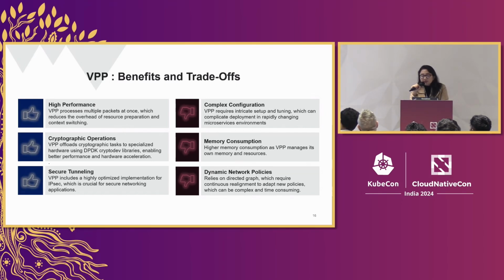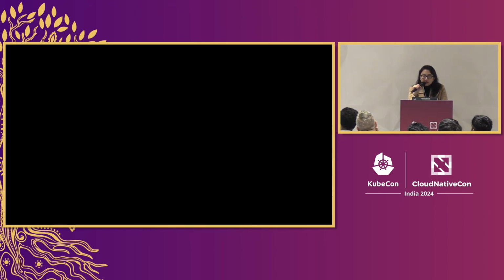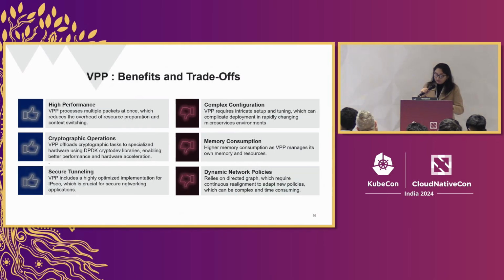Coming to the limitations, VPP requires integrated setup and tuning, which can complicate the deployment in rapidly changing microservice architecture where your pods are getting deleted and created every second. Then comes memory consumption. Because VPP is using polling mode, memory consumption is a little high. VPP manages its own memory and resources. And also, it depends on a directed graph architecture. That's why for adding or deleting new policies in a dynamic environment, we need to continuously realign the graph, which will be complex and time consuming.